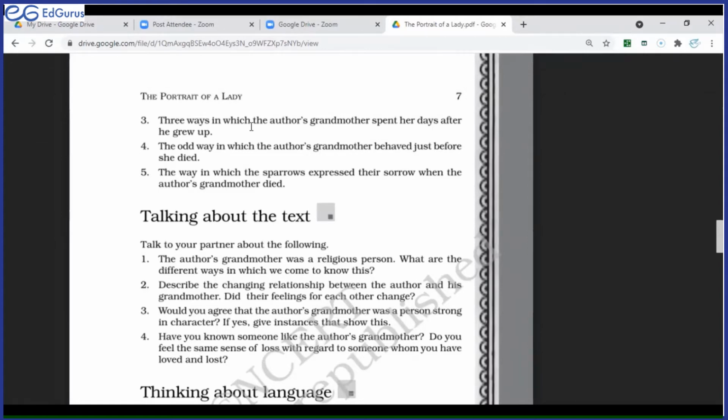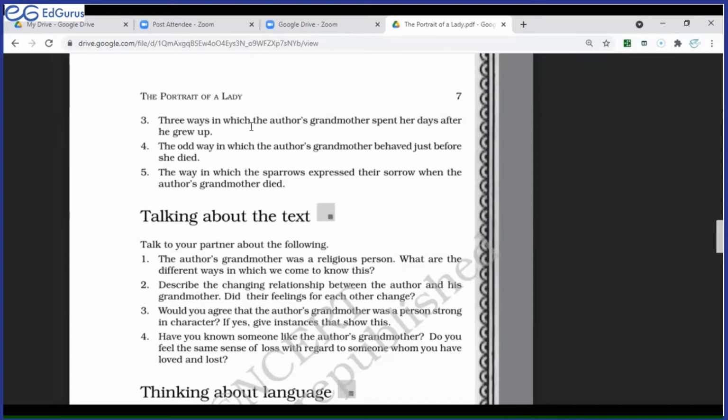She would spend all her time spinning the wheel, reciting her prayers. Even while spinning the wheel, she would recite her prayers. And then in the afternoon, she would feed the sparrows for half an hour. And that was the happiest time for her.